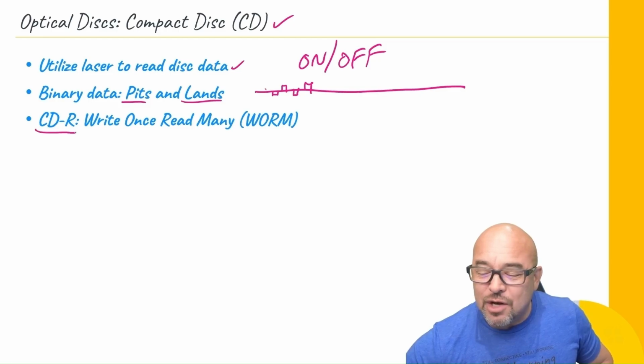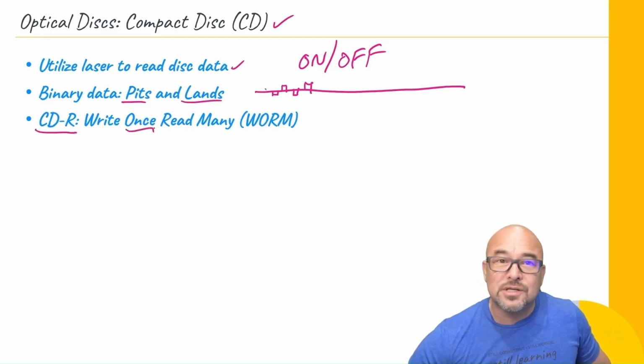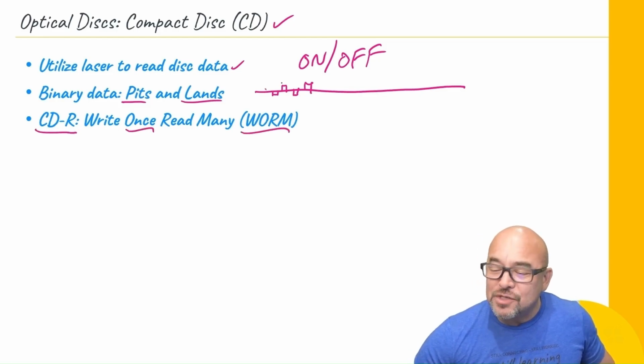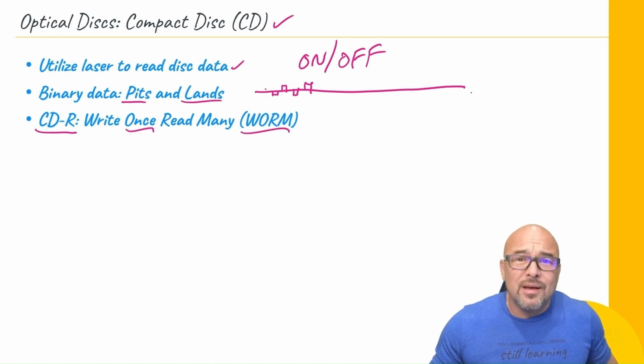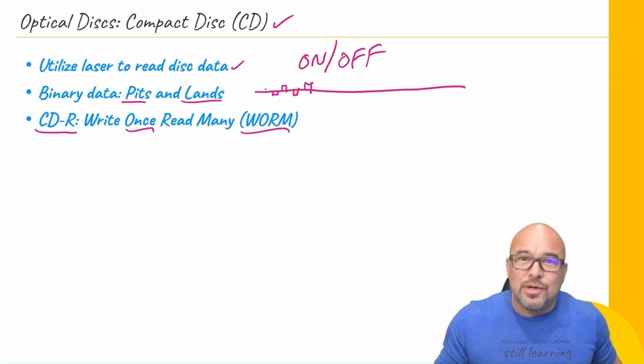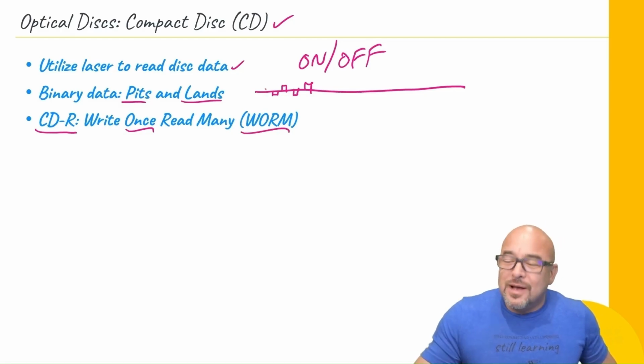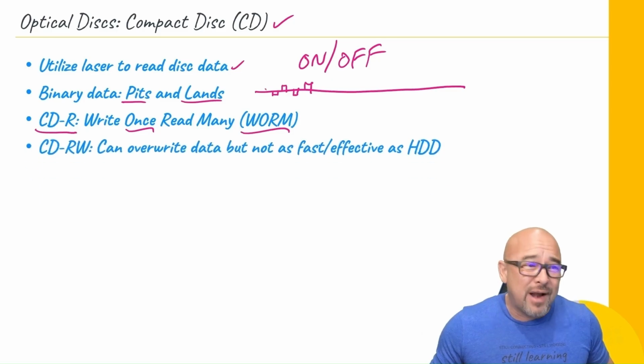This is known as CDR initially, write once and then read many. So this is written, maybe it's a musical CD. It's written one time, and then you pop it into a CD player. Geez, do we even still have those? A CD player, and then it would play music, right?